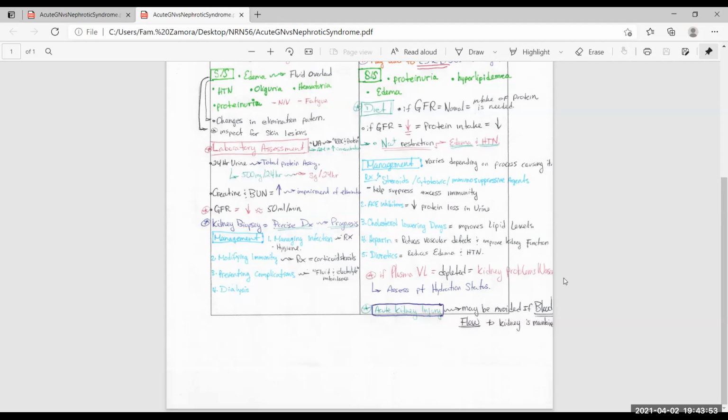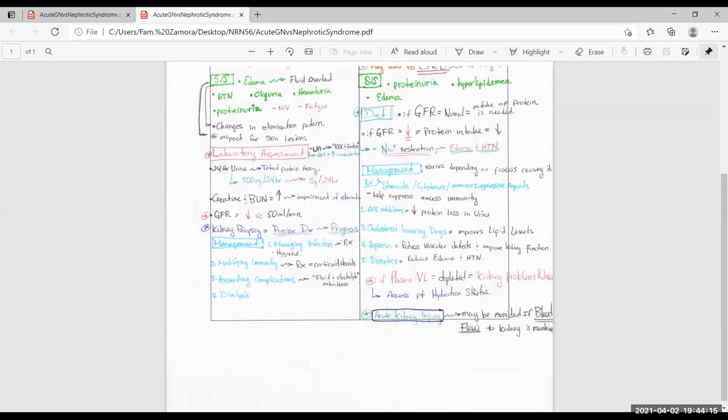And then my main understanding was that we want to maintain plasma volume, because if it depletes, we'll have more kidney problems. So we're maintaining and assessing patient hydration status. And then again, acute kidney injury can be avoided if blood flow is maintained in the kidneys. That's pretty much it.